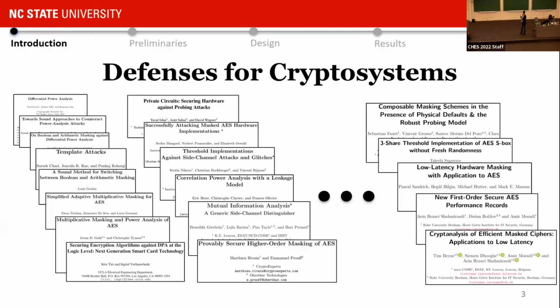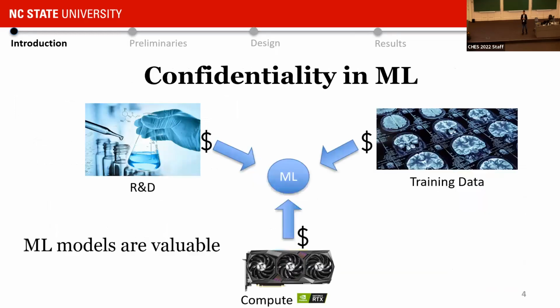However, all this research has been mostly focused on crypto systems, specifically the block ciphers, and very lately the post-quantum crypto systems. We try to do something different in this research work and see how to leverage all these countermeasures for a different application. And that application is machine learning, which has recently emerged as a prominent field that requires confidentiality.